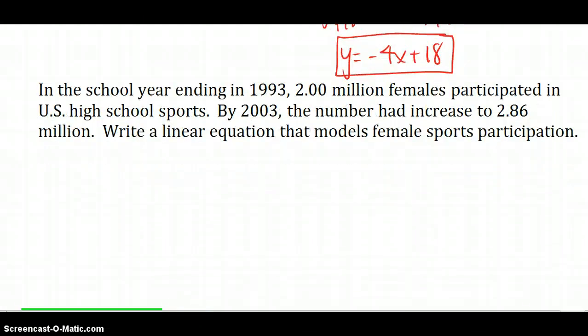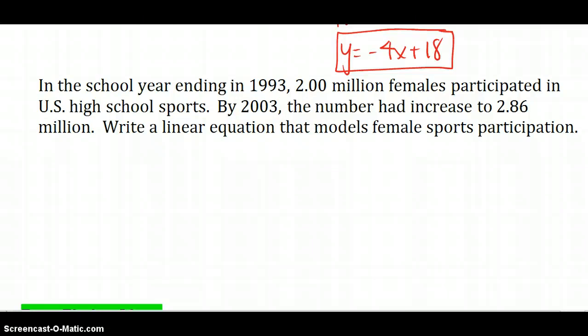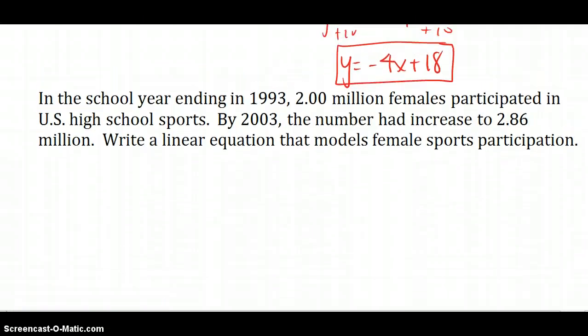The next example I want to go through has context around it, like a story problem, so you understand how to set up an equation in that case. So the problem is, in the school year ending in 1993, 2 million females participated in U.S. high school sports. By 2003, the number had increased to 2.86 million. Write a linear equation that models female sports participation. And again, when they say write a linear equation that models female sports participation, that means give an equation that tells the numbers right now and can possibly predict future participation.